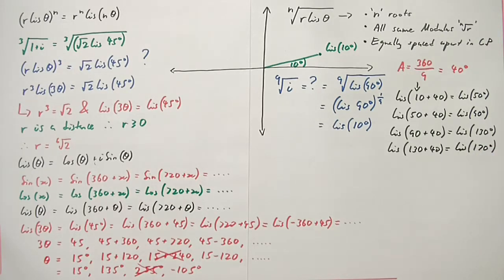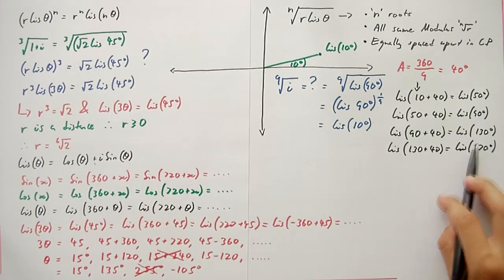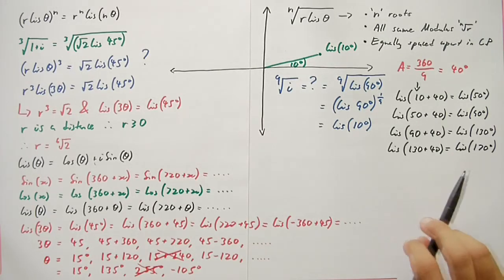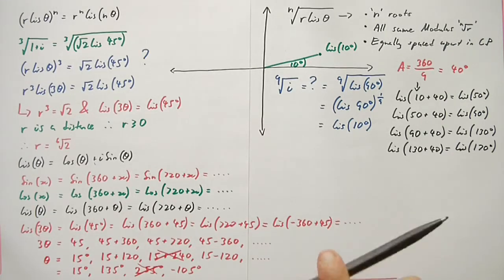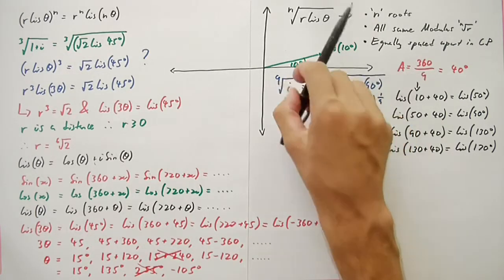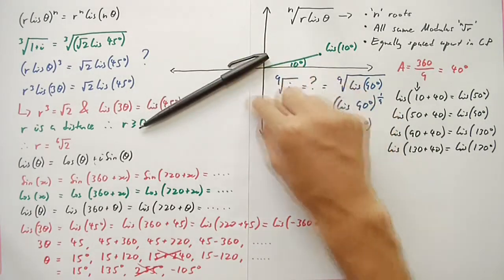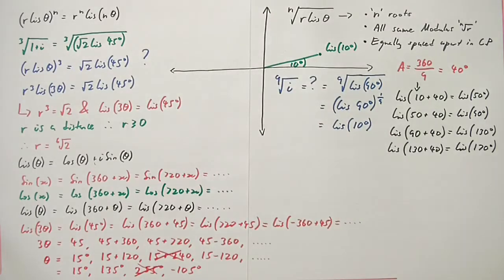Wait, stop! Notice that if we add 40 to 170 degrees, then we're going to get an argument that's bigger than 180 degrees. Namely, it will be 210 degrees. But as we saw from before, once you go beyond 180 degrees, the angle switches back to the negative side. So at this point we have to stop, and we start subtracting 40 degrees.